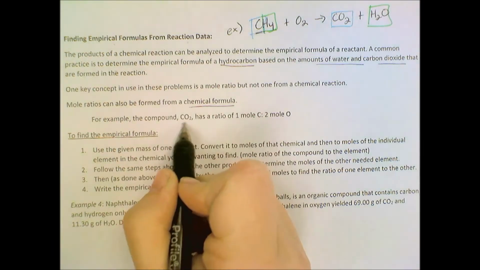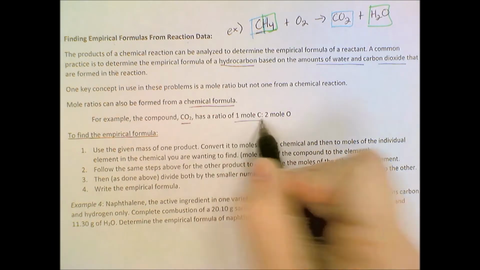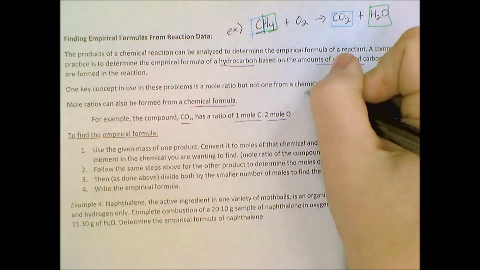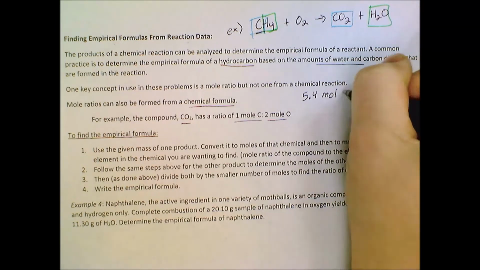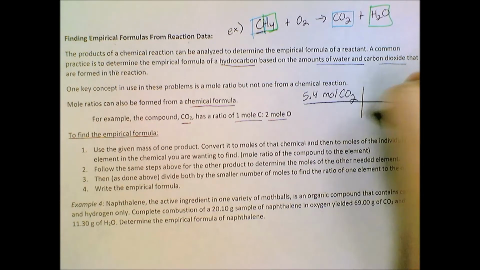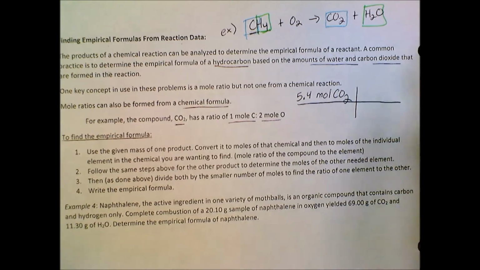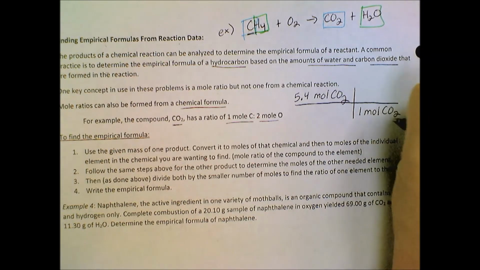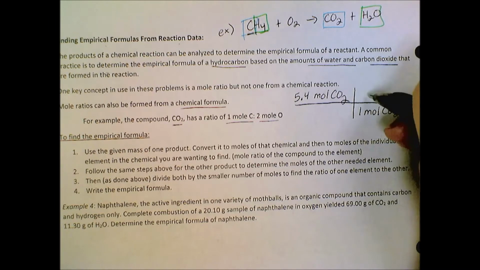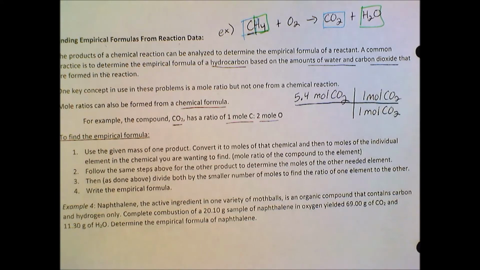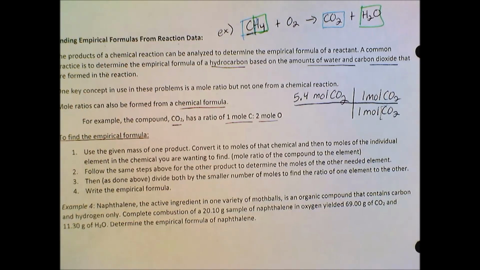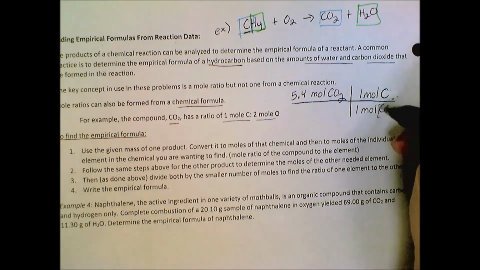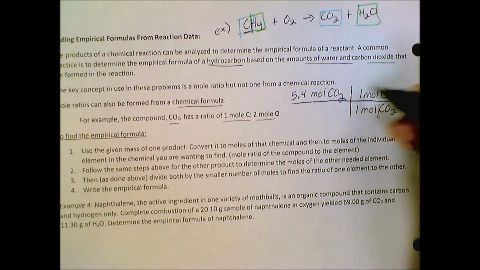For example, the compound CO2, carbon dioxide, has a ratio of 1 mole of carbon to 2 moles of oxygen. So if we were given, say, 5.4 moles of CO2, and we want to know how many moles of carbon are in that, we can do a conversion. We can say, in 1 mole of carbon dioxide, there's 1 mole of carbon. In one of these CO2 molecules, there's only 1 carbon, so we can do a mole ratio there.